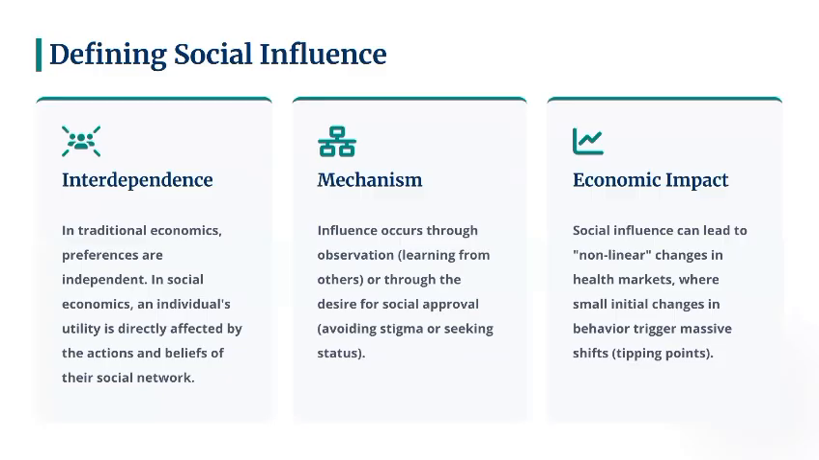Now, we'll be defining social influence and interdependence. Interdependence. In traditional economics, we assume preferences are independent. Your choice of doctor shouldn't technically be affected by mine. However, in social economics, we recognize interdependence. This means your utility, your satisfaction, or well being is directly impacted by the actions and beliefs of your social networks.